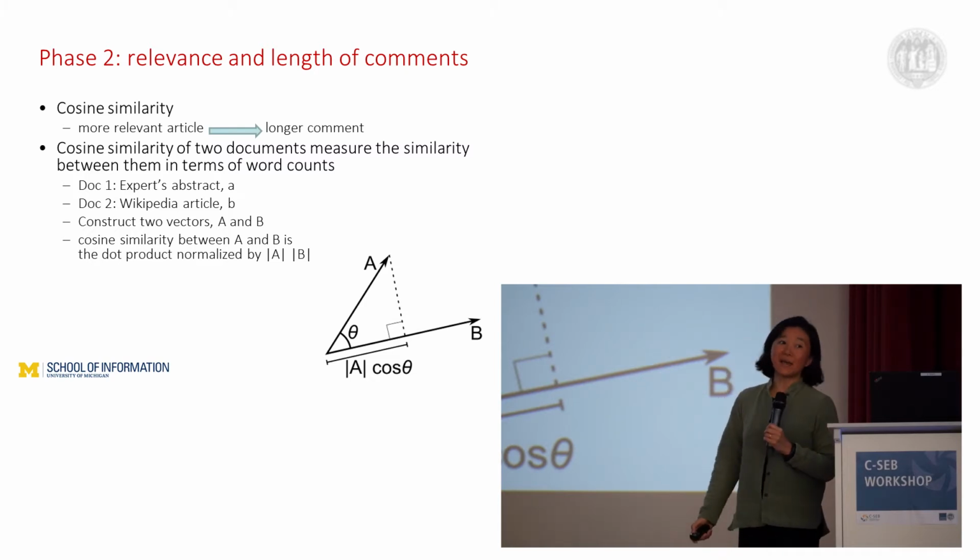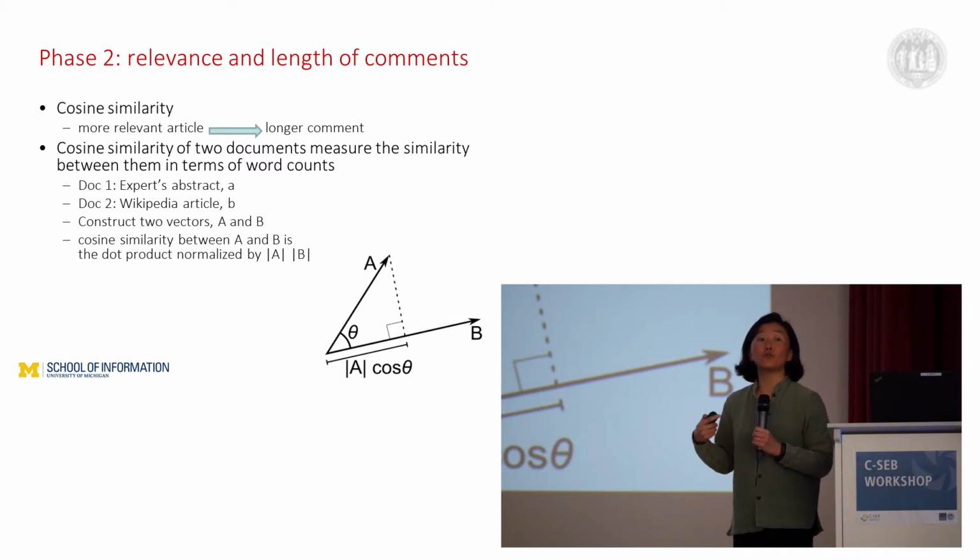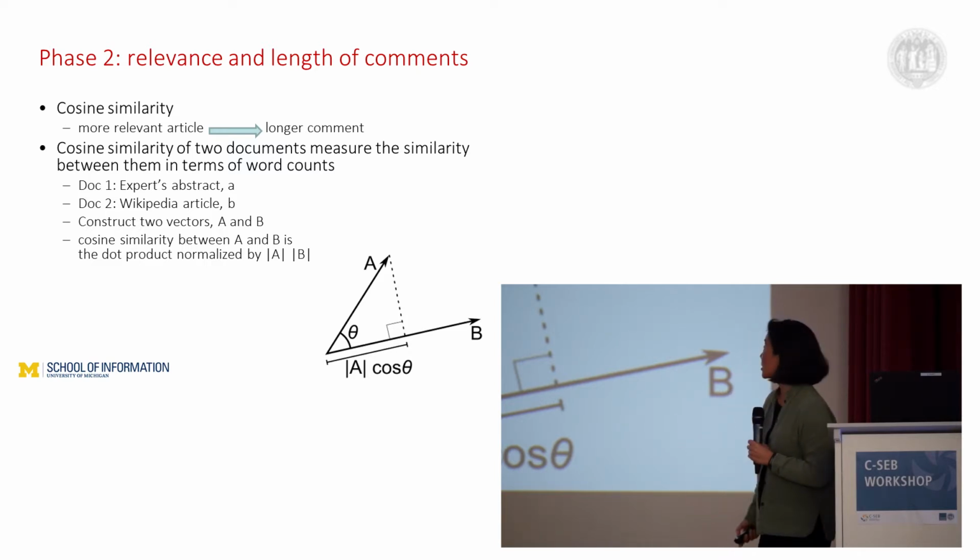So what does that mean? The more similar your abstract is to the Wikipedia article, the more you contribute. It's lower entry cost and a good match, essentially, to your expertise.